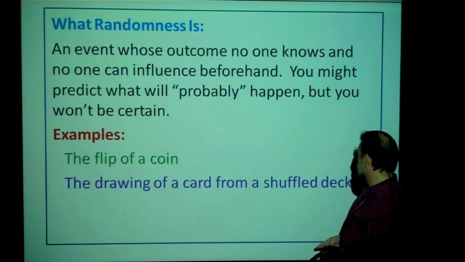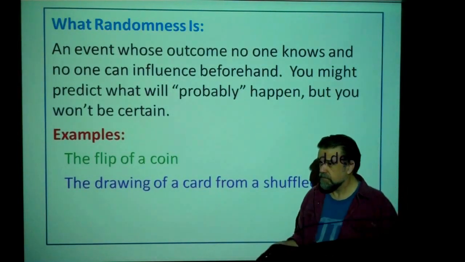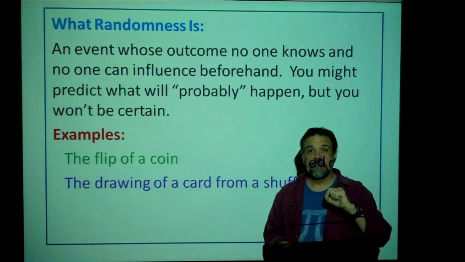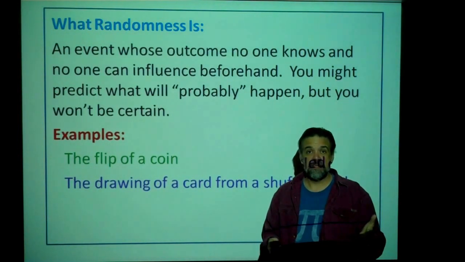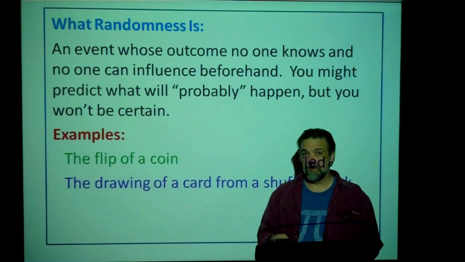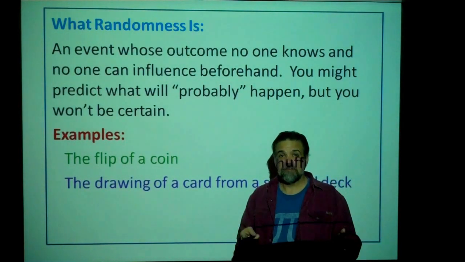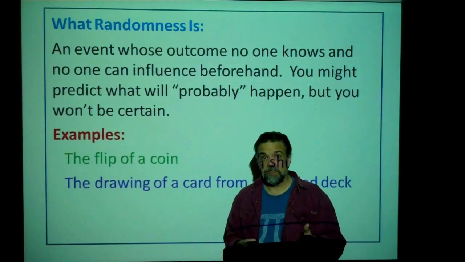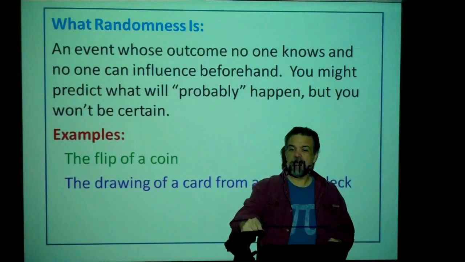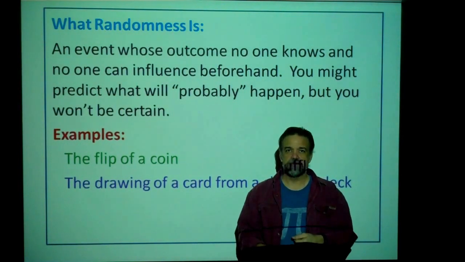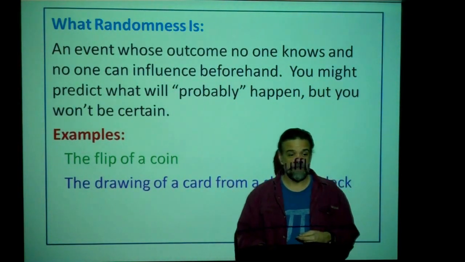The drawing of a card from a shuffled deck. Again, as I pick this card, I know there's a 1/4 chance that I'm going to get a spade. I know that there's a 1 out of 13 probability that I can pick an ace. I know that there's a 3 out of 13 probability that I'll get a jack, queen, or king. But until I actually pick up that 7 of hearts, I don't know what card it is. That's because it's a random event.